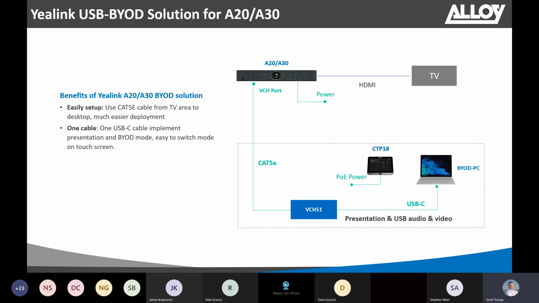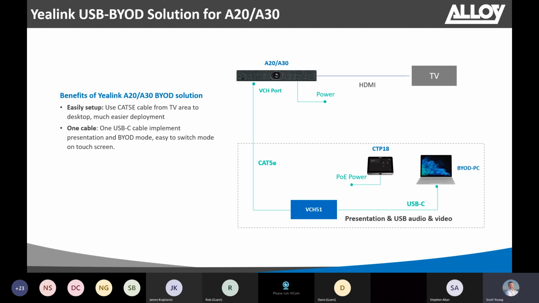Now, when we do that, on that CTP18 touch panel, we'll get an additional icon on the panel down in the bottom right-hand corner. We click on that icon and it gives us the ability to put the system into BYOD mode. Now on our PC, we can run whatever software we want to run. And what happens when we've connected the VCH51 to our PC is it installs audio and video devices into Windows.